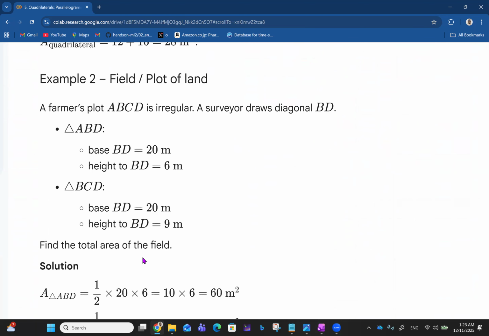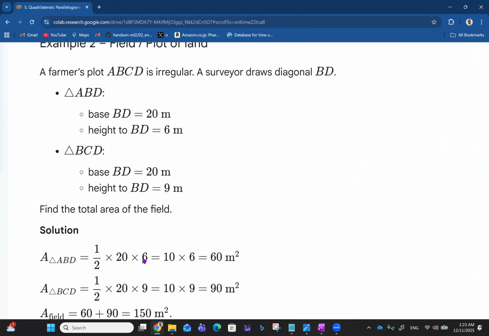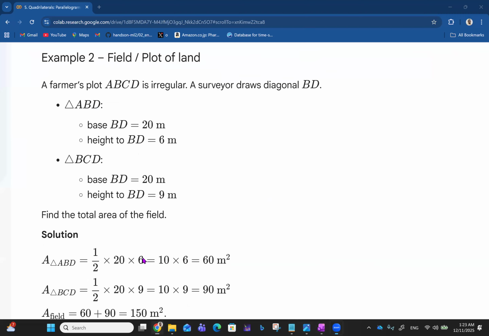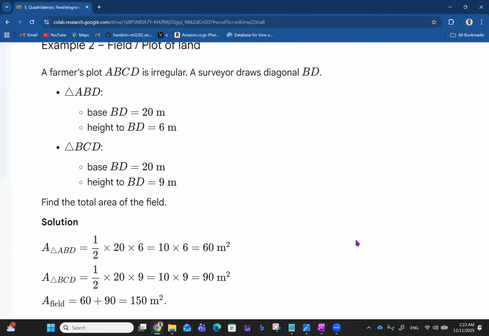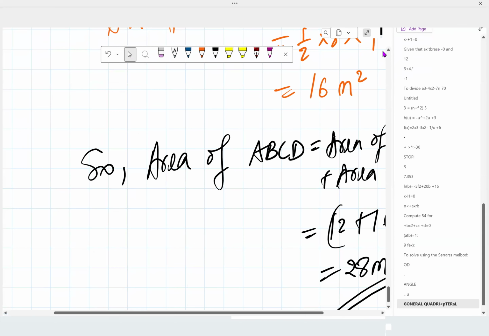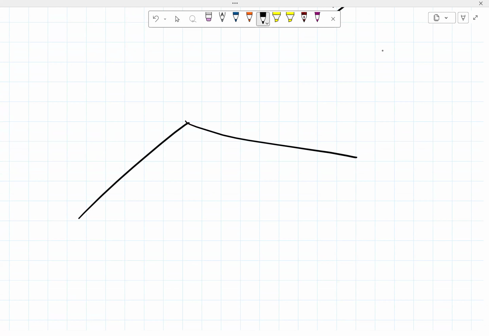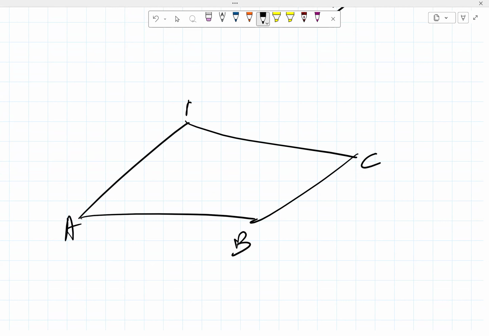Okay. Example 2: imagine that we have a field or plot of land. A farmer's plot ABCD is irregular and a surveyor draws diagonal BD. Again, I try to interpret this as much as I can. It's irregular, so it can be anything, like a plot of land, and you can number it however you like. As far as you interpret it, you're good to go.